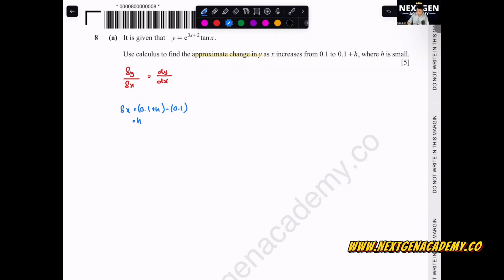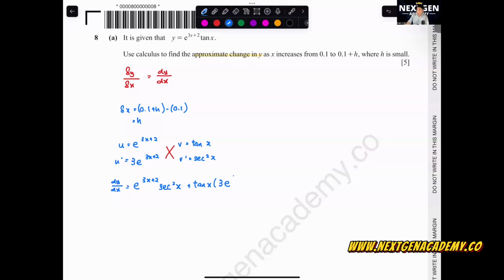This one we have to use the product rule. So u is e to the power of 3x plus 2, v is tangent x. u prime is 3e to the power of 3x plus 2, v prime is secant square x. Okay, so here, cross cross, dy over dx equals 3e to the power of 3x plus 2 secant square x plus tangent x times 3e to the power of 3x plus 2. Okay, you want to factorize this? Actually, up to you. You don't have to, but you also can.